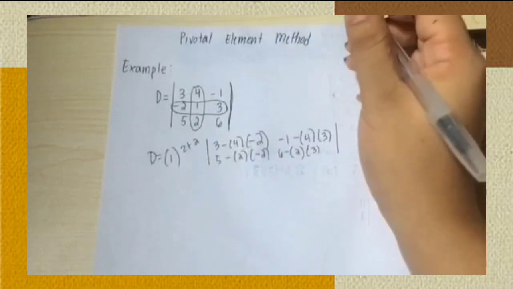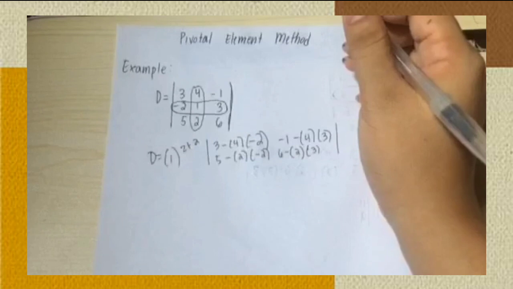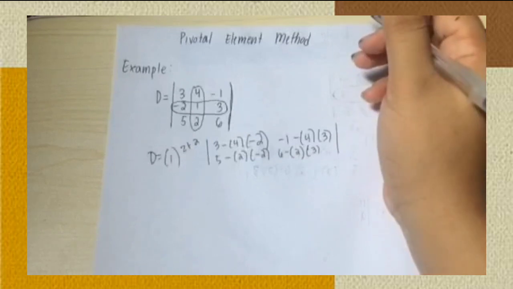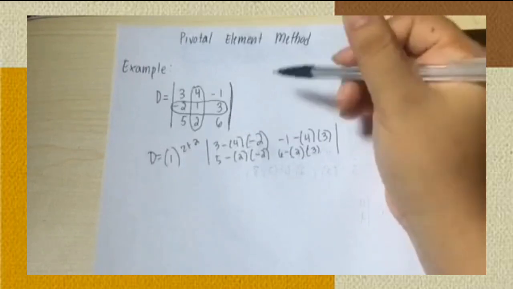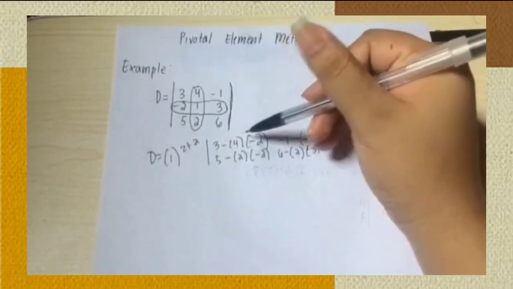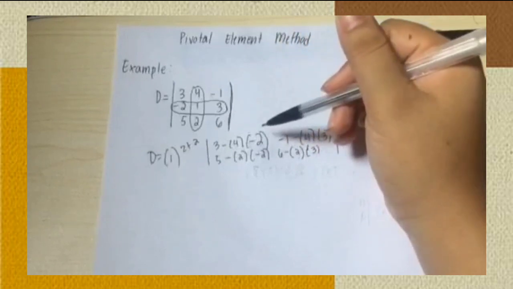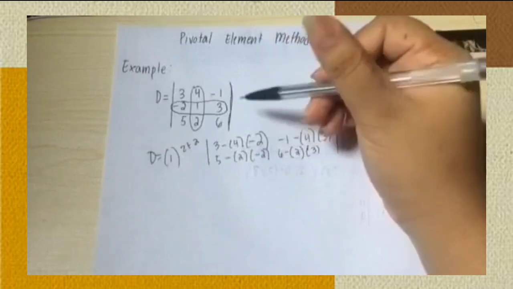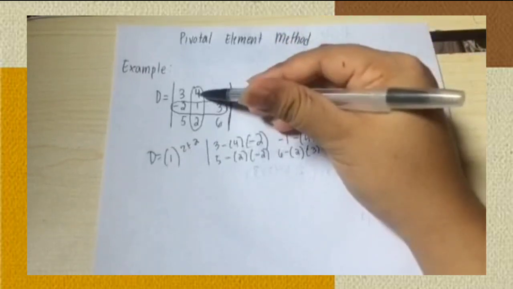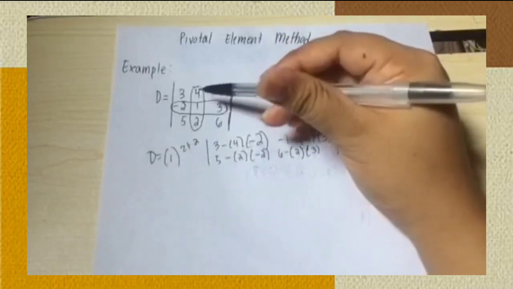And in step 3, subtract its remaining entry from the product of the element it intersects. So I add 3 minus 4 times negative 2. Nag-intersect kasi dun sa column na 4 at dun sa row na negative 2.